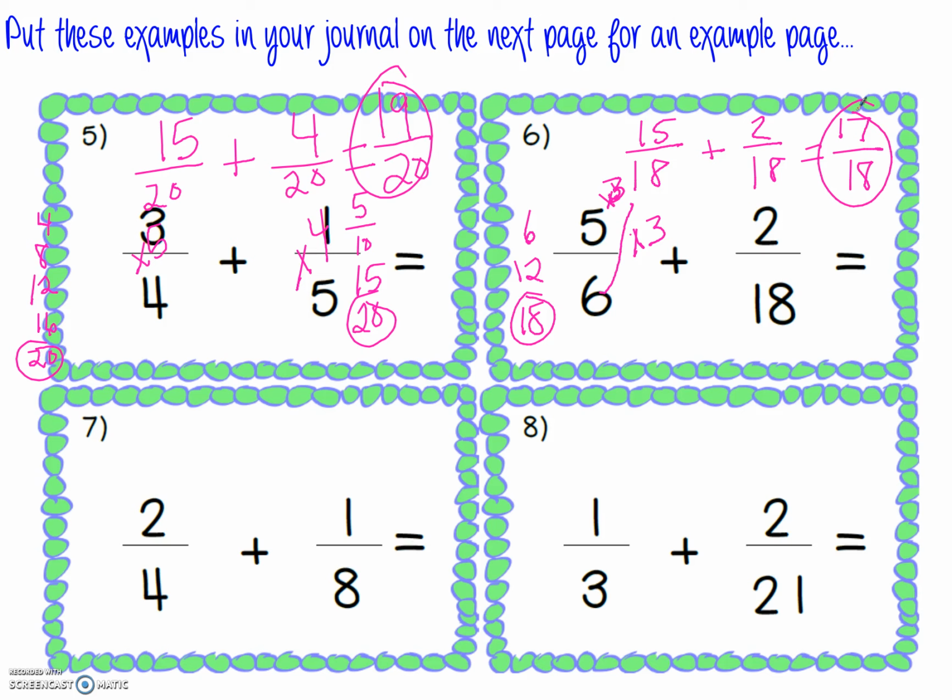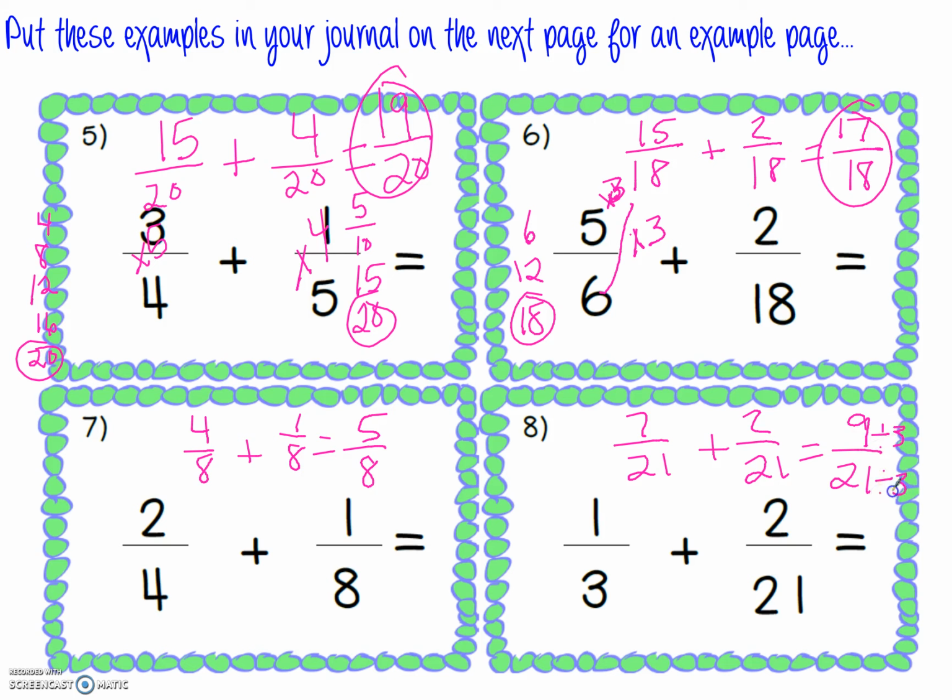Okay, I'm going to let you do the next two on your own. So pause the video and do them. And when you get back, we will check them. Okay, so if you've done this, you should have gotten 4 eighths plus 1 eighth gives you 5 eighths. Okay, if you've done this one, you should have gotten 7 21sts plus 2 over 21 equals 9 over 21, which you can reduce. If you divide them both by 3, you get 3 sevenths.